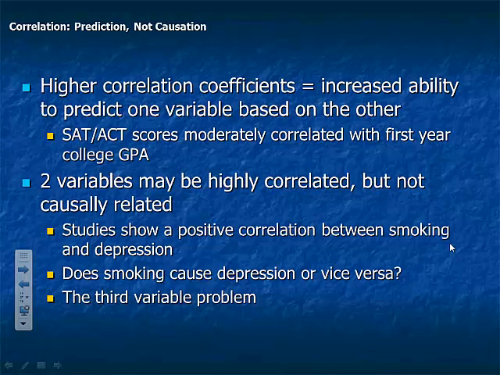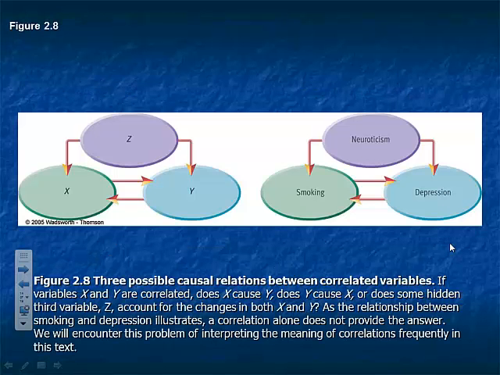So instead, we just have to say that these two things are associated, but we don't necessarily know which one came first. And then on top of that, there's a thing called the third variable problem, which means that we don't actually know if it's either of these two things causing each other. There could be a third variable causing both. So this is what this would look like.